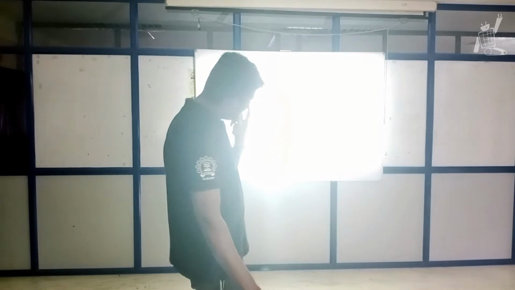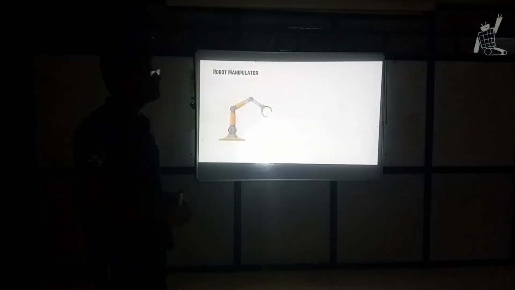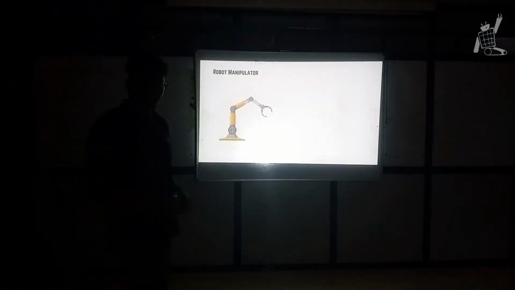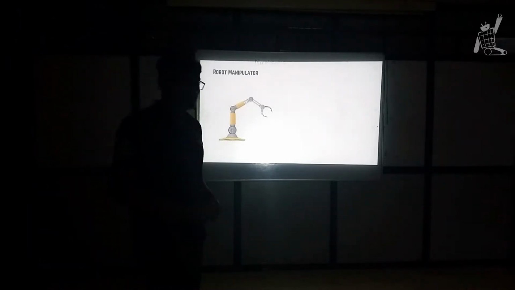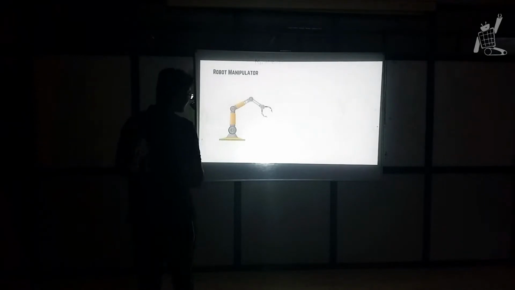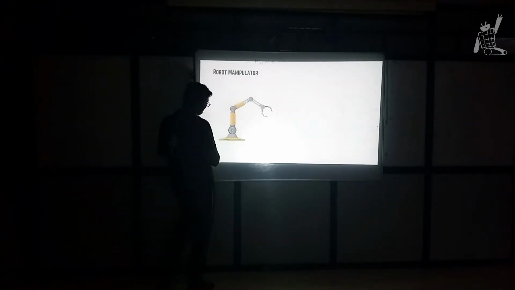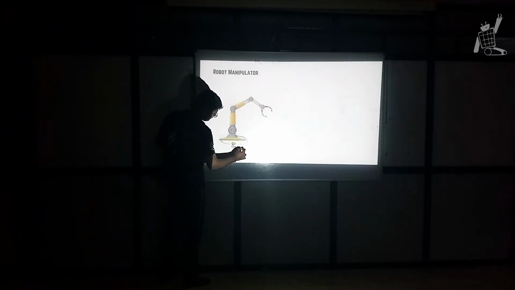Before going into forward and inverse kinematics, you need to know some basics. So what is a robot manipulator? A robot manipulator is something that has a base. This is called the base of the robot.